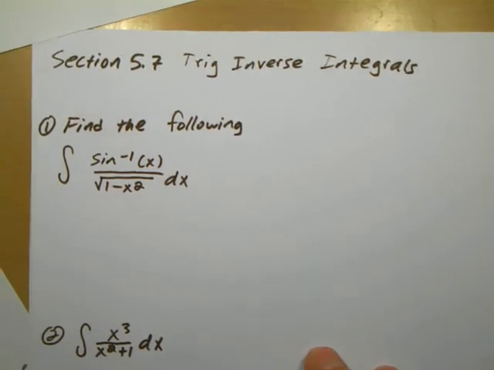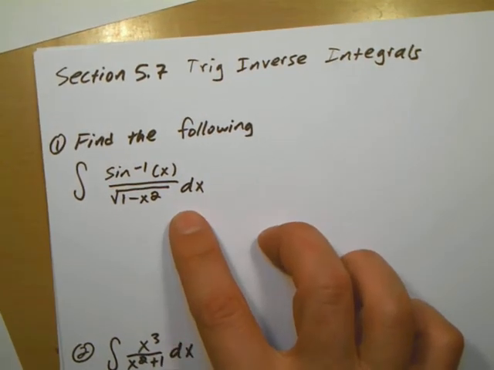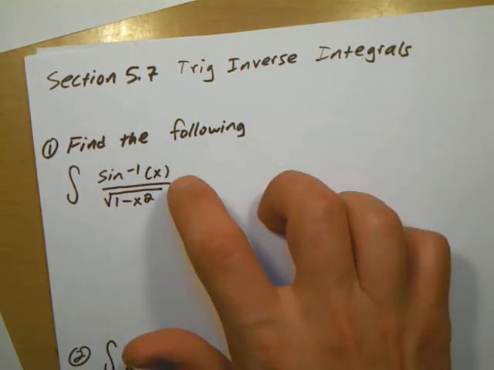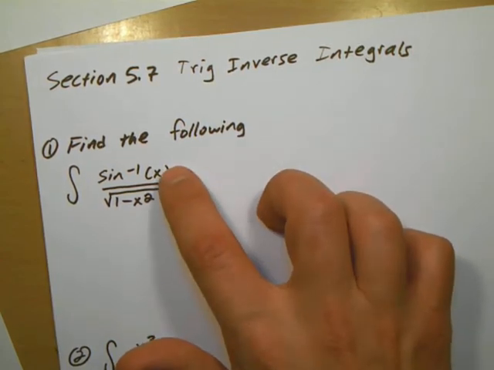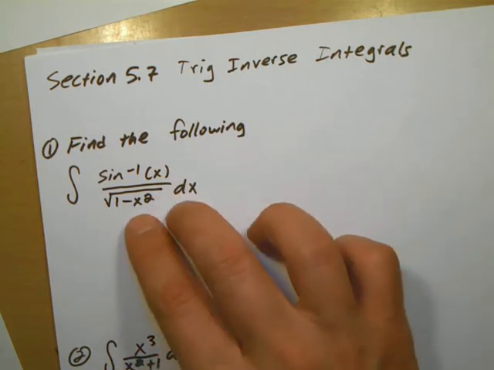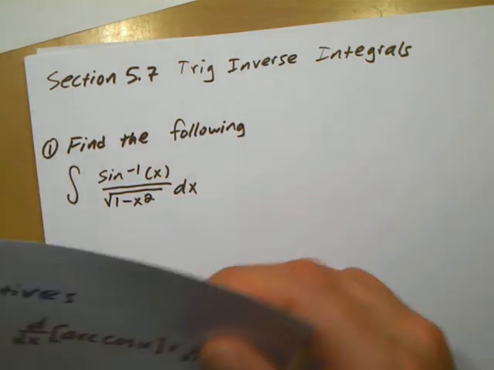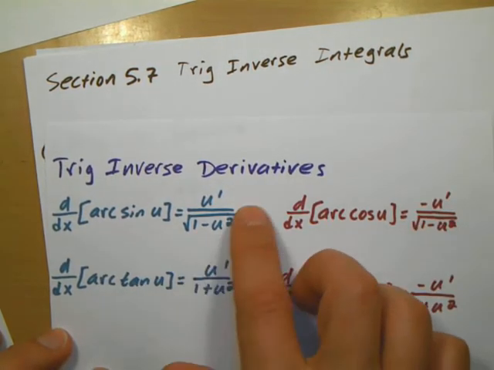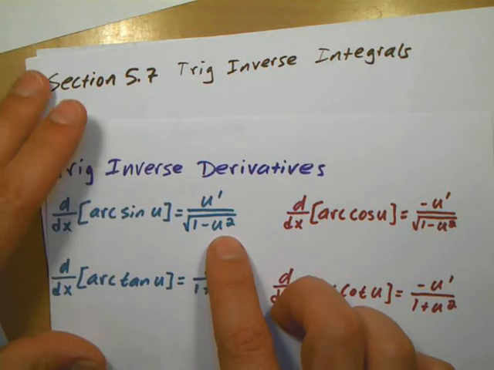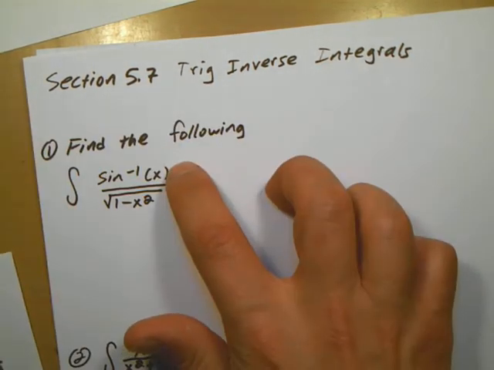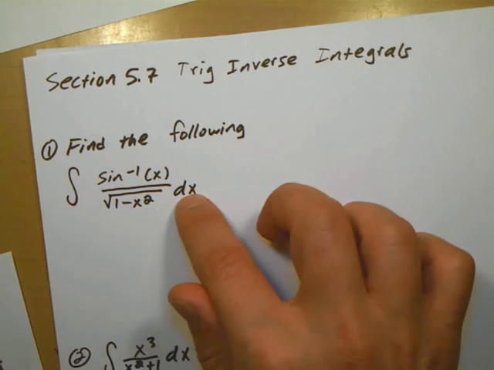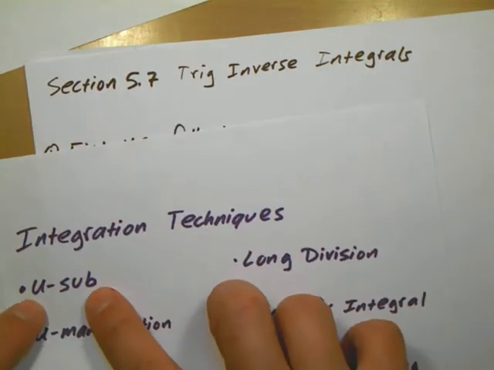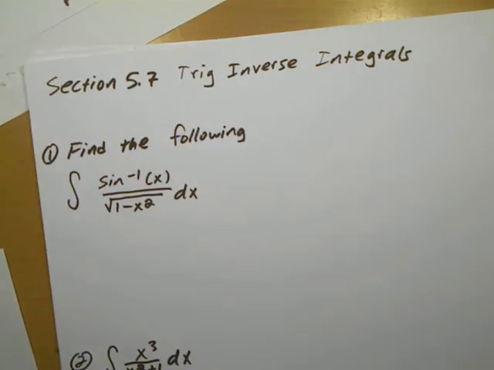So the first one's going to be find this integral. The first thing I notice is that I have a trig inverse function and the derivative of it is also in the problem. Because if you recall from the previous section, if you have arcsine, the derivative is 1 over the square root of 1 minus the variable squared. So if I have a function with its derivative as the other part of the problem, the first thing that comes to mind is to do a U sub. So for this one I'm going to do a U sub.